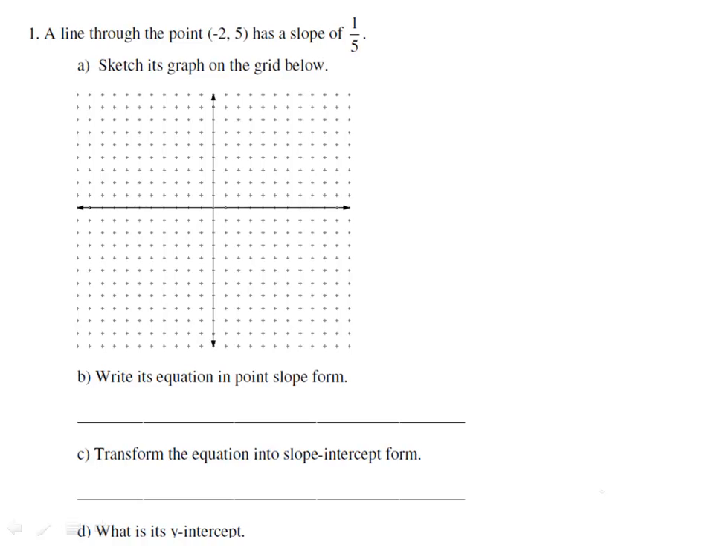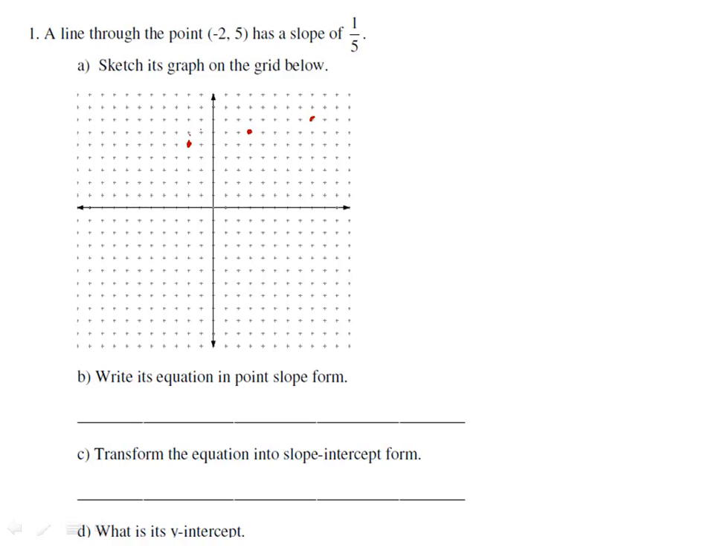Here we got some graphing. So we are told that a line through the point -2, 5 has a slope of 1/5. So we find -2, 5 and we plot that point. Use our slope to find another point or two. I think 3 points makes a better line. So the slope is positive 1/5, so we go up 1 and 5 to the right. And up 1 again from there, and 5 to the right.